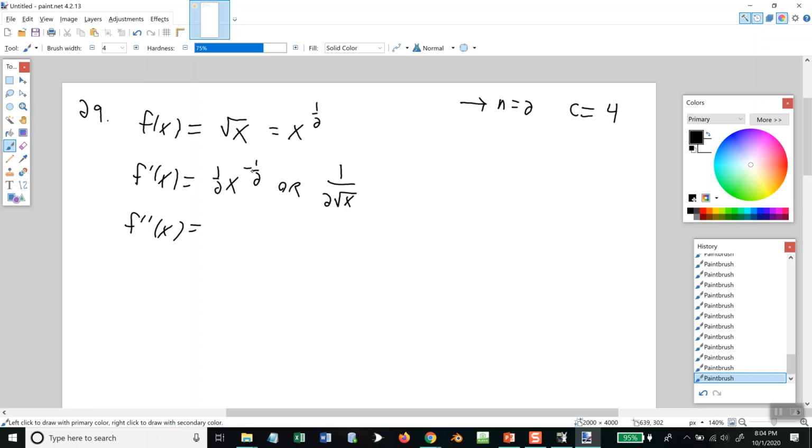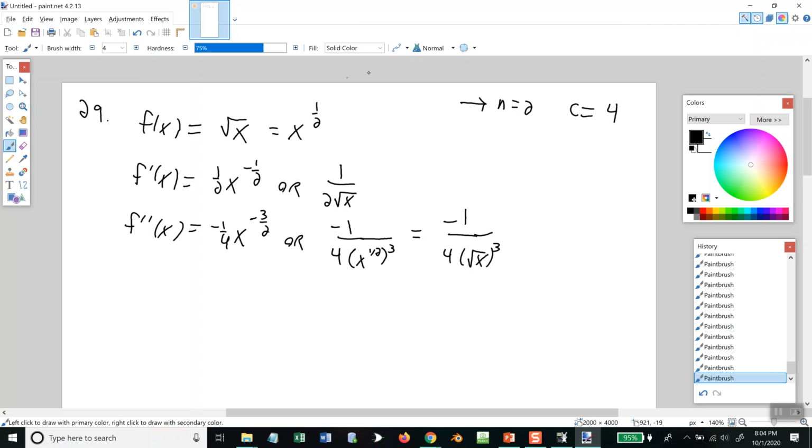For our second, take your power, put it in front. 1/2 times negative 1/2 is negative 1/4. Lower your power by 1, so it becomes negative 3/2. Or negative 1 over 4, and that's x to the 3/2, which is x to the 1/2 to the third power. Or negative 1 over 4 square root of x to the third power.